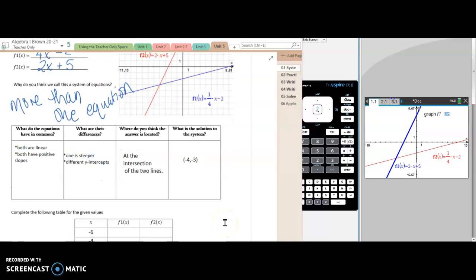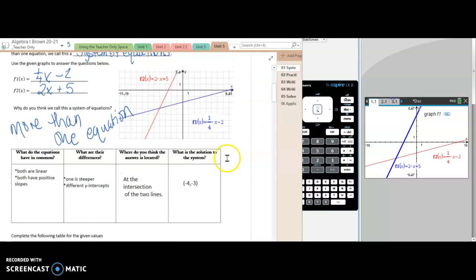Okay, so some of the things that they have in common. So they both are linear. They both are lines. They both have positive slopes. They both go up from the left to the right. Can you think of any other things? You could put those in there.